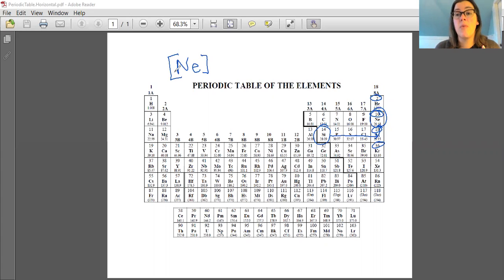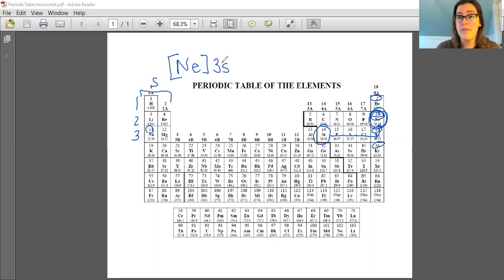Now, how do I continue on from there? That's the tricky part. So once we have neon written, that's number 10, we're going to go to number 11. And we see that that's in the 1, 2, 3, third period. So our next energy level is the third energy level. This right here, this is in the S block. So we're going to be filling up our 3s sublevel next. And we're going to go in this manner until we hit silicon.